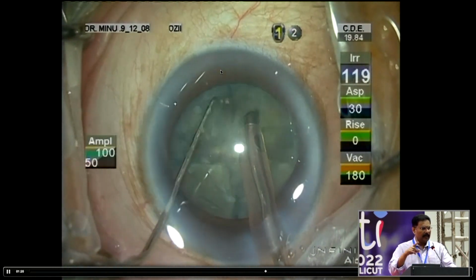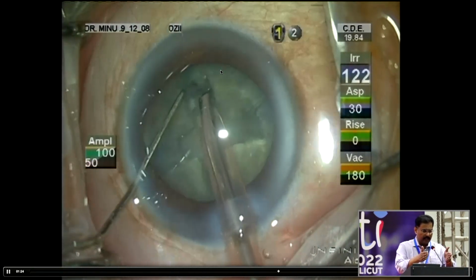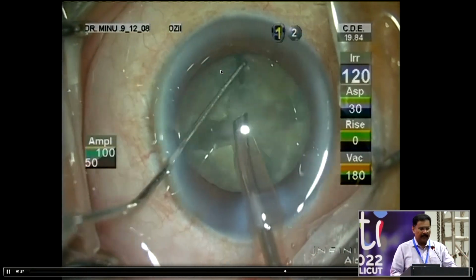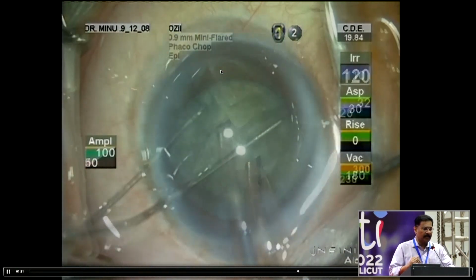You can go round and round. You need not completely split in one shot. But just split a little, then go further down, split a little, slowly split. And make sure that the center part splits. Without the center splitting, these pieces are not going to come out of the bag easily.